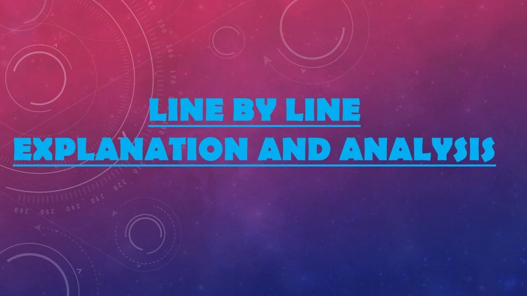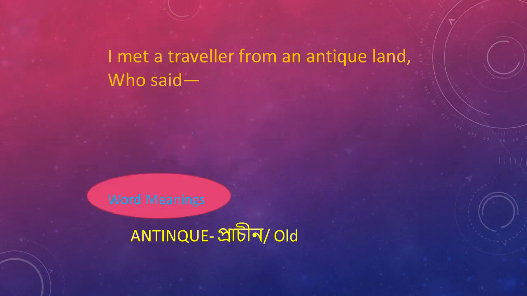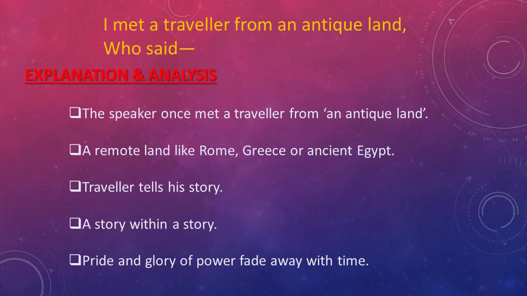The poem starts like this. I met a traveler from an antique land who said, so here antique means old, prachin. Here the speaker of the poem says that he had once met a traveler from an antique land. So the traveler was from a place with an ancient history like Rome, Greece, or ancient Egypt.